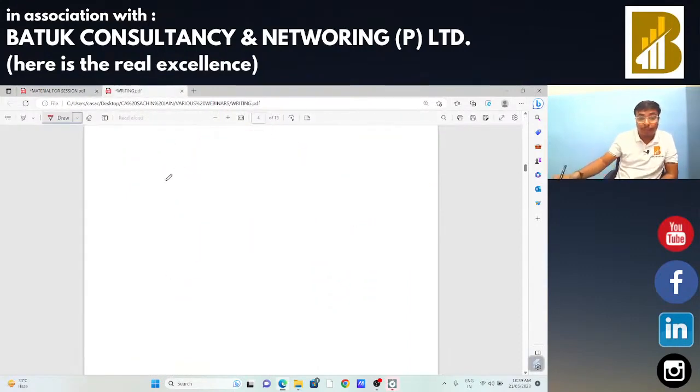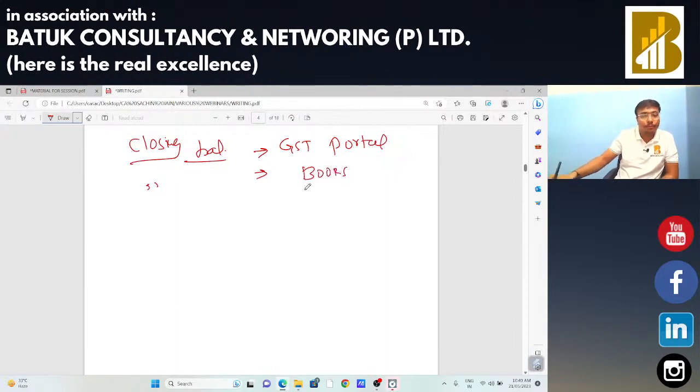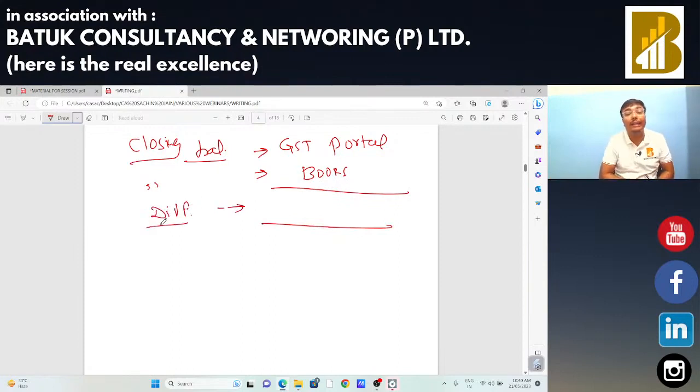Suppose, sir, the closing balance as per the GST portal and the closing balance as per books of account, you need to check the differences in both. And if you find any difference between the closing balance of input tax credit on the GST portal and in the books of accounts, in that case you need to demand the reconciliation.